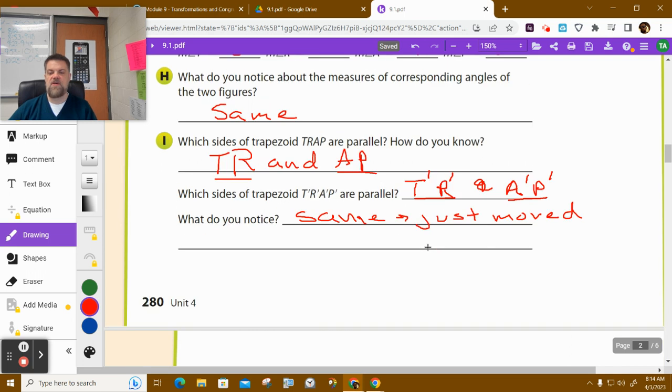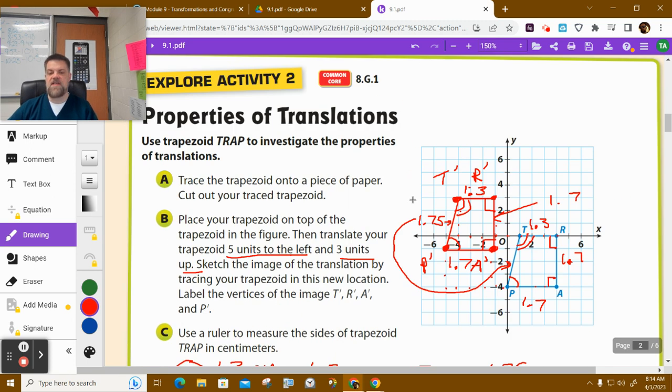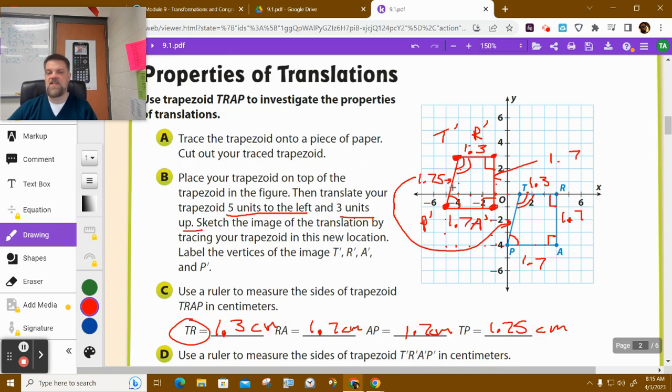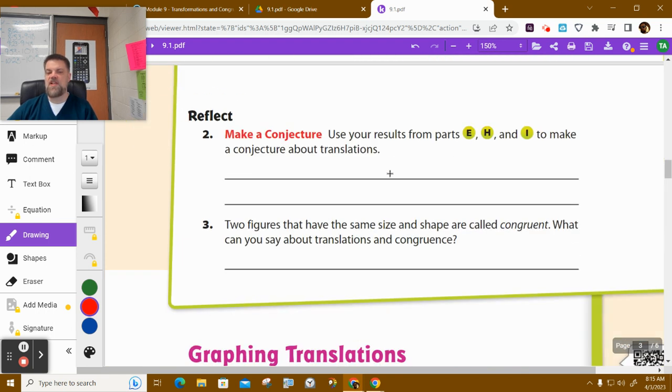And so what did you notice? They're the same image. We just moved it, right? So when you look at this, this is literally the same. Now, what they wanted us to do is take some tracing paper and trace this out, and then slide it over to see that it's the same. But I didn't have any tracing paper at the time we did this. So it's okay. You could see that it's the same. So let's do the next thing.